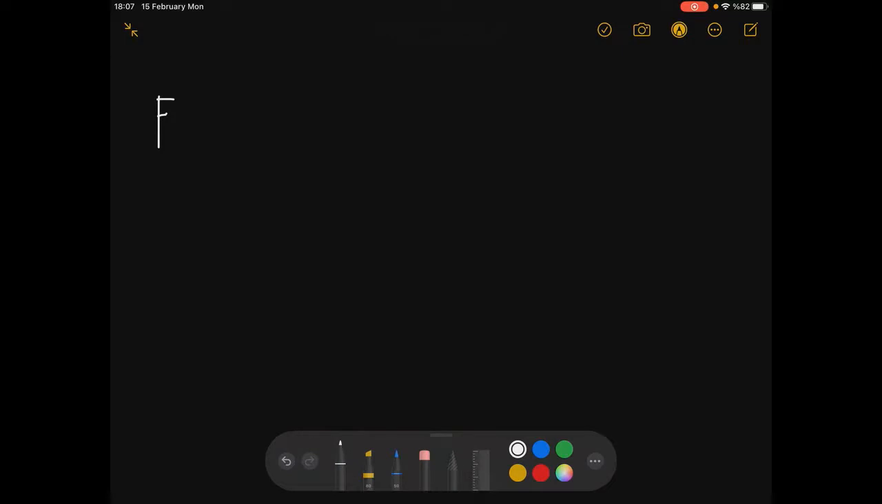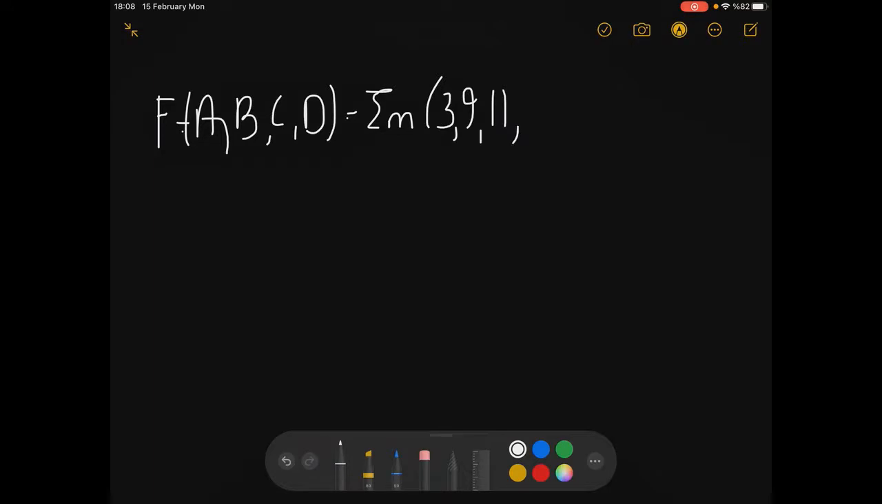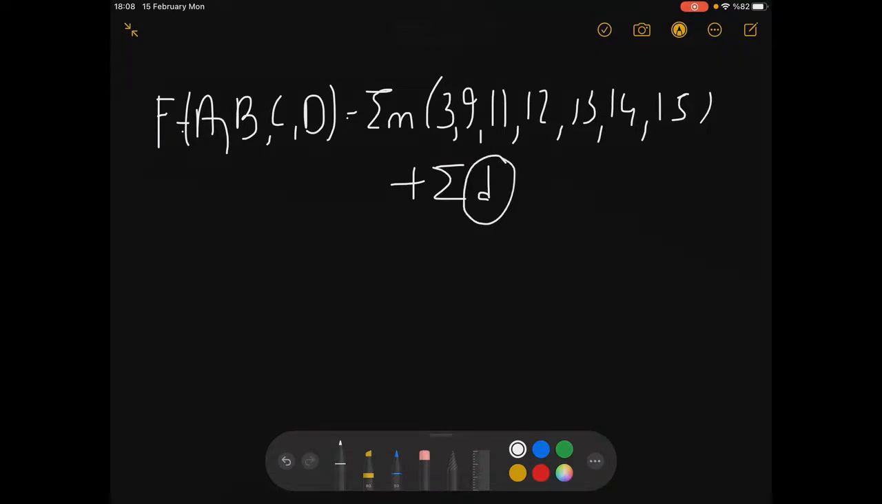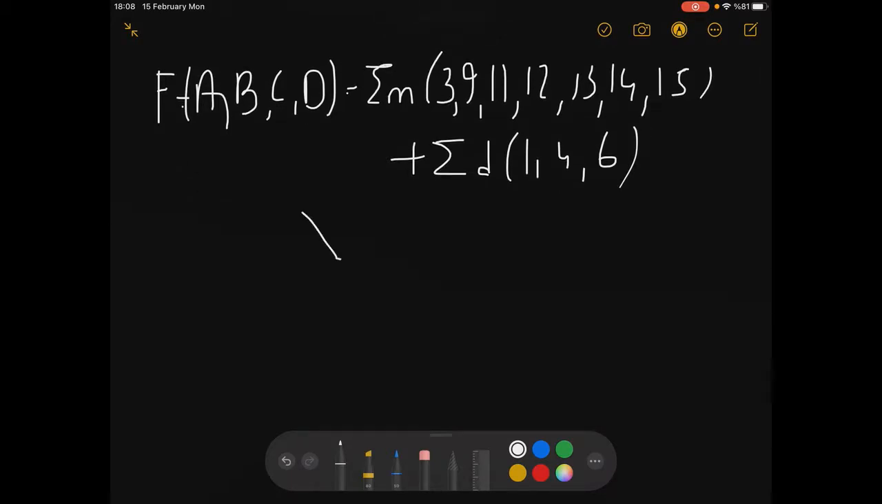So your function is of inputs A, B, C, D, sum of minterms 3, 9, 11, 12, 13, 14, 15, plus, this is how we write the don't cares, see, small letter d for don't cares, 1, 4, 6. This is how you will get your questions in the exams as well. This is the terminology. And we just transfer this information, this truth table, into our K-map, Karnaugh map.